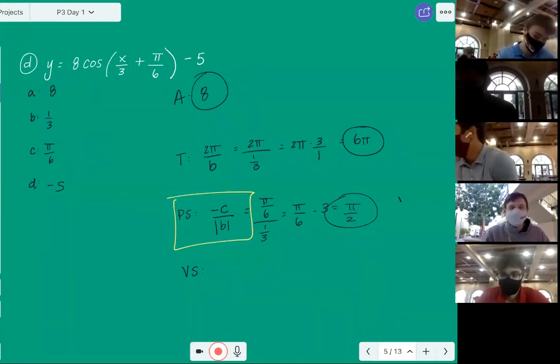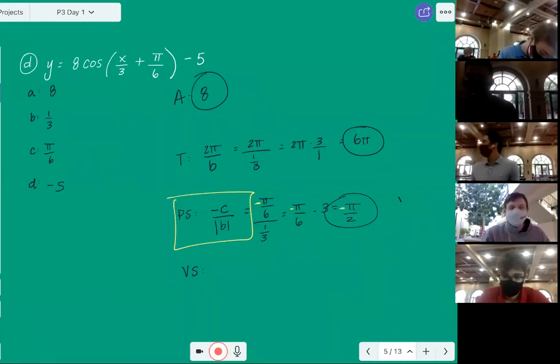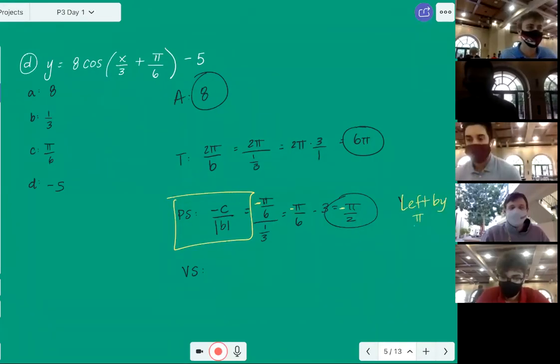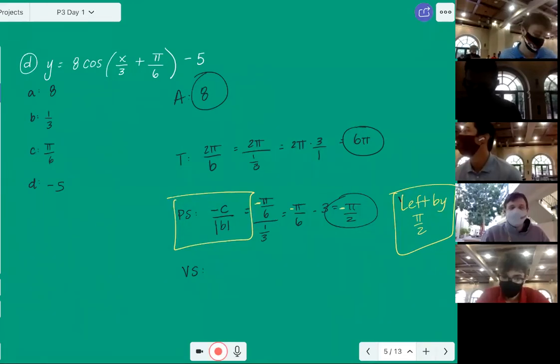Okay, so negative c over absolute value of b means negative c. Our c was pi over 6, so there should be a negative out in front here, which means it should be negative pi over 6 times 3, which should be negative pi over 2. So Ryan, how does this graph move? Left pi halves. Perfect. Left by pi over 2. Excellent, excellent job. Good catch. Okay, be careful of that negative there. Good work. Let's go to Jorge.